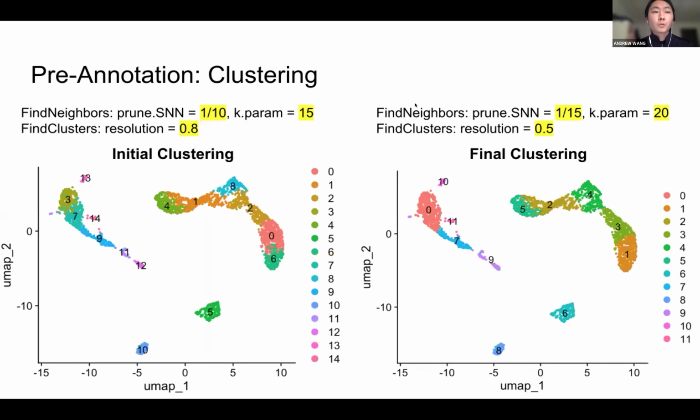And then for clustering, on the left here is my initial clustering. My parameters were prune SNN equals 1/10, k parameter equals 15, and a resolution of 0.8. I was initially working with this clustering, but as I did my annotations, I found that a lot of these clusters had overlaps in marker gene expression with each other. So I went back to my clustering and tuned the parameters a bit more, and I ended up with prune SNN equals 1/15, k parameter equals 20, and a resolution of 0.5. And this is the final clustering right here on the right.